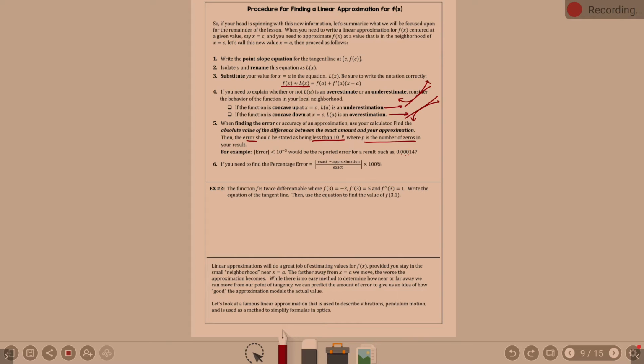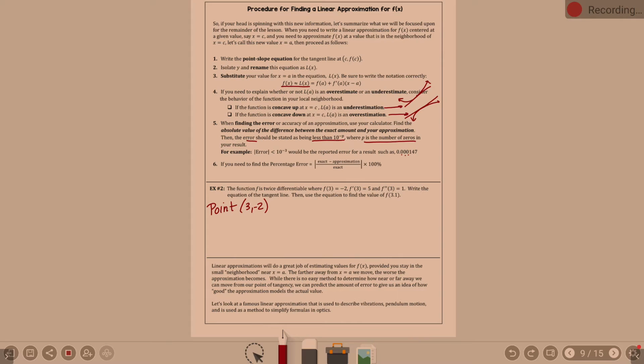The function f is twice differentiable, where f of 3 is negative 2, f prime of 3 is 5, f double prime of 3 is 1. Write the equation of the tangent line, then use the equation to find the value of f of 3.1. Okay. f of 3 equals negative 2. What does that tell me? It's telling me the point is (3, negative 2), yes?